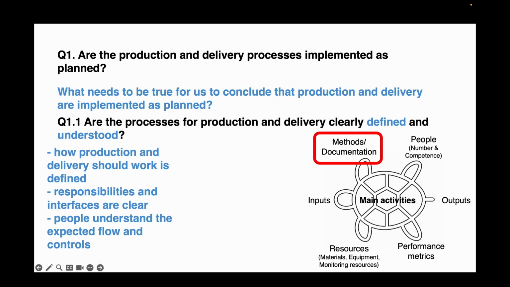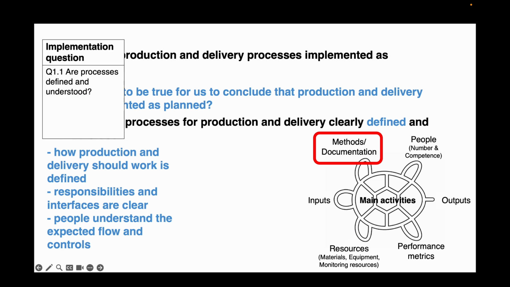So let's start. During lesson 1, in the previous video, I started with the audit objective. Then I turned it into a high-level question. In this example, the question is, are production and delivery processes implemented as planned? Now, that question is still too broad, so I break it down into smaller questions. And the first one is, are the processes for production and delivery clearly defined and understood?